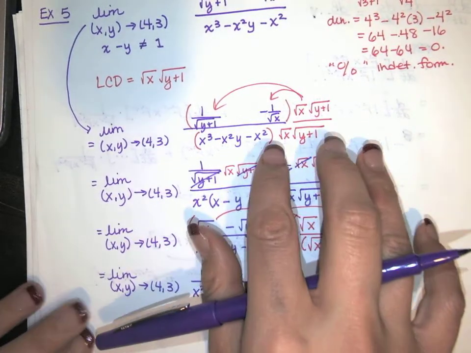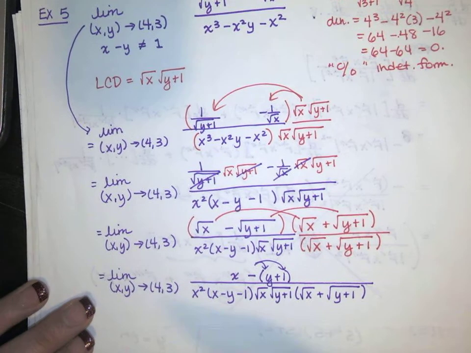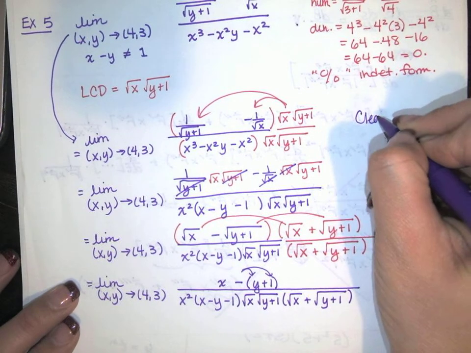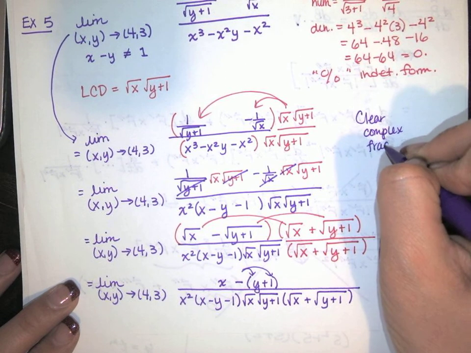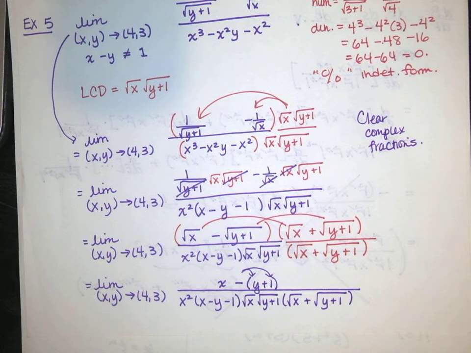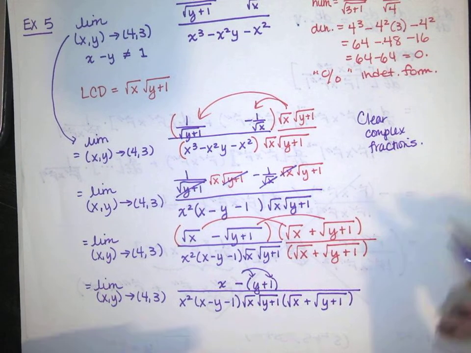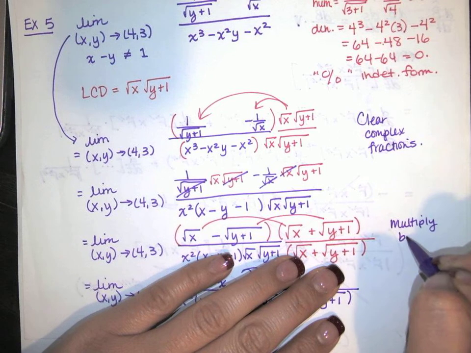Now, if we clear the complex fractions by multiplying by the LCD in the numerator and denominator, that gets us a little bit closer. Now this time, clearing complex fractions was not enough. We still had conjugates when we were done, so we had to multiply and divide by the conjugate again.